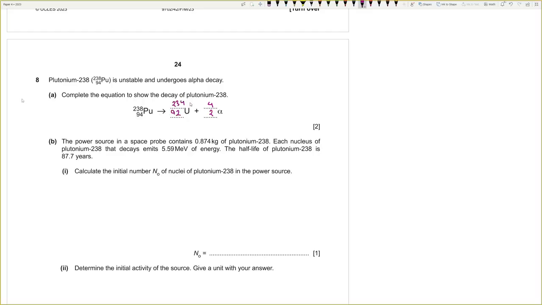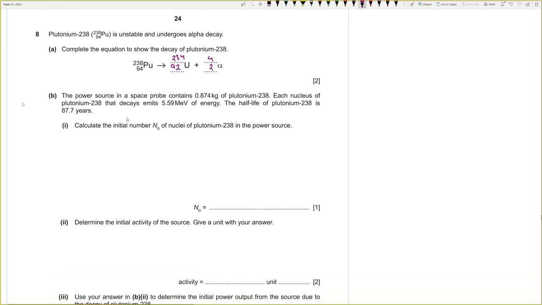Okay, great. The power source in a space probe contains 0.874 kg of plutonium. Each nucleus of plutonium that decays emits 5.59 mega electron volts of energy. The half-life of plutonium is 87.7 years. Calculate the initial number of nuclei of plutonium-238 in the power source.